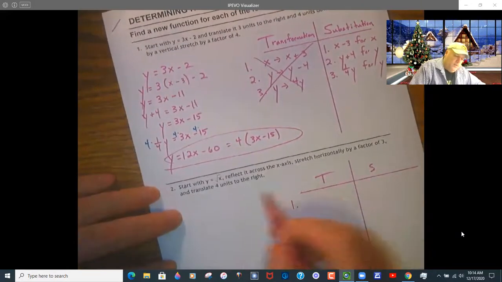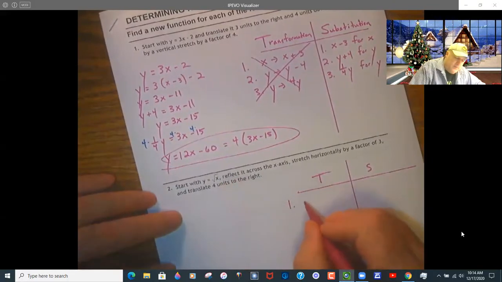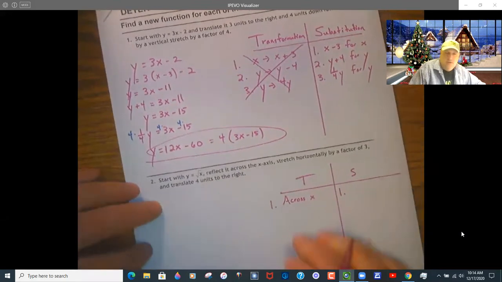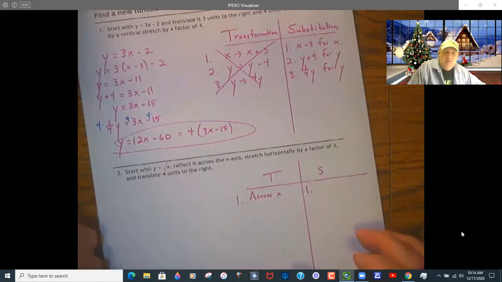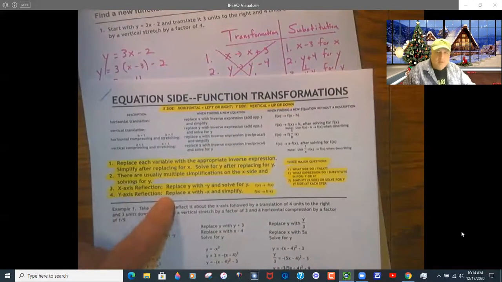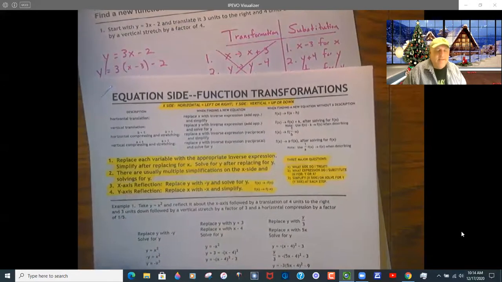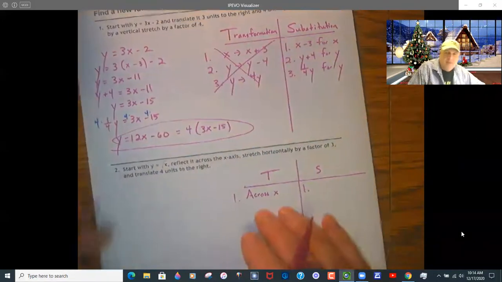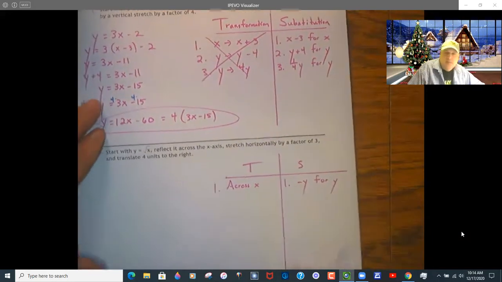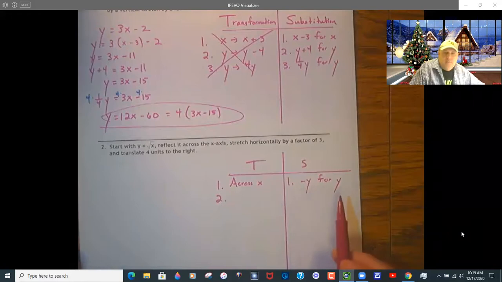All right, so first thing on this, y equals the square root of x, reflected across the x-axis. So we're going to go across x. Literally, you just write that. When you're reflecting across x or y, you replace the opposite variable with its opposite. The opposite variable is y, and we replace it with its opposite. That's going to be a pretty easy thing to do. So negative y for y.